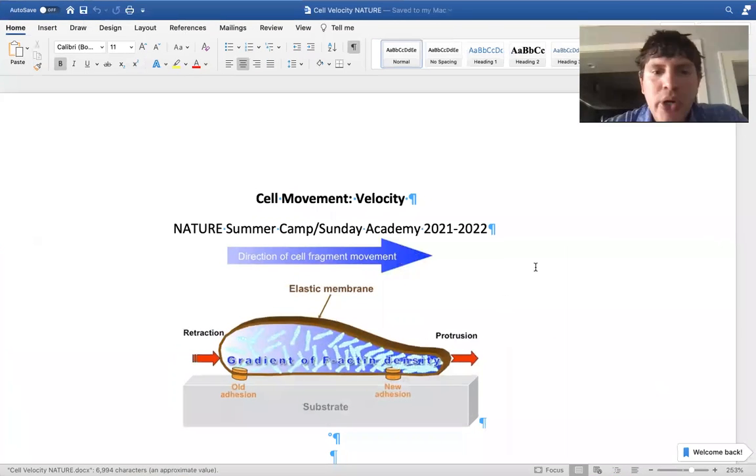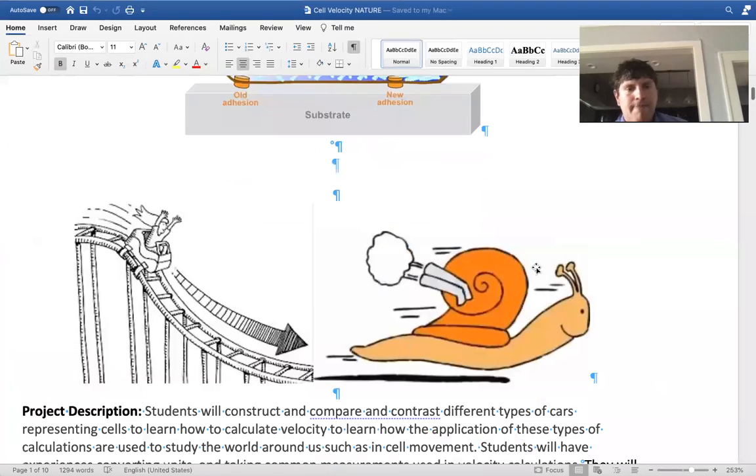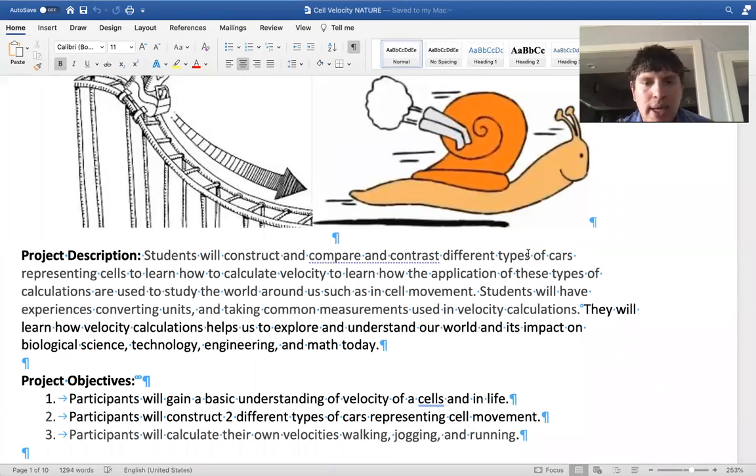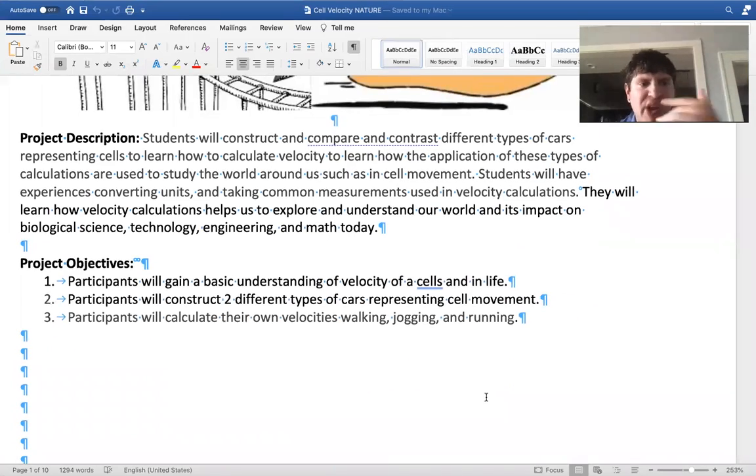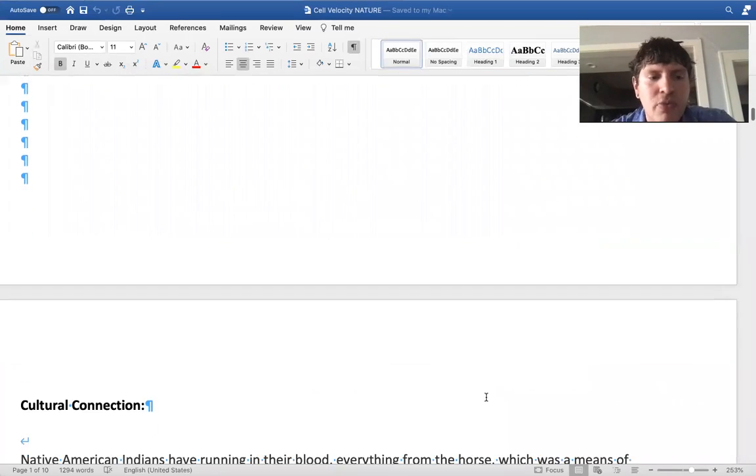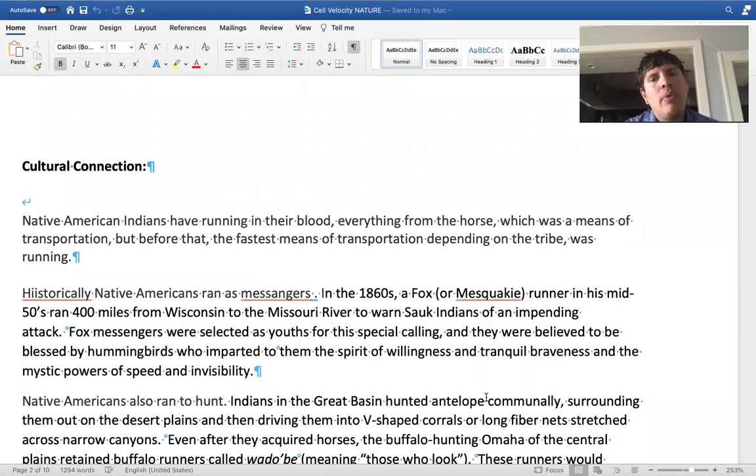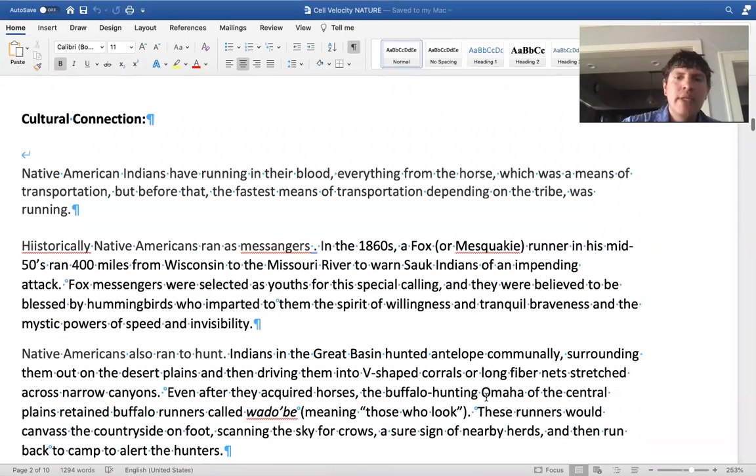Okay, so this is what everybody should have in front of them as a handout. Just project description, and again, you can kind of read over this yourself. Project objectives, you can read over this yourself as well. Cultural connection, normally we would have somebody talking about velocity or movement a little bit in class, but I'm not sure if that's the case this time around, so I kind of just included some stuff in here.